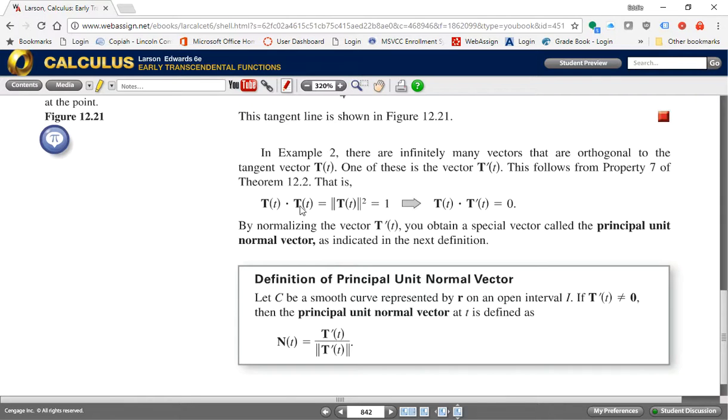So what was capital T of t? Remember what that was? The unit tangent vector. So this would be the derivative of the unit tangent vector divided by the magnitude of the derivative of the unit tangent vector. No, it's not bad at all. It's the same notation. This is called the principal unit normal vector. I would like to know what this is called in physics.